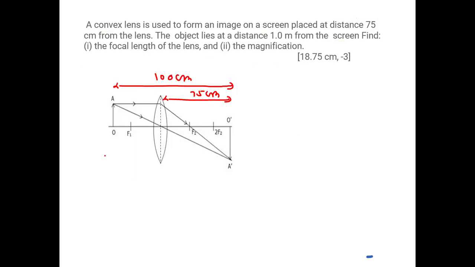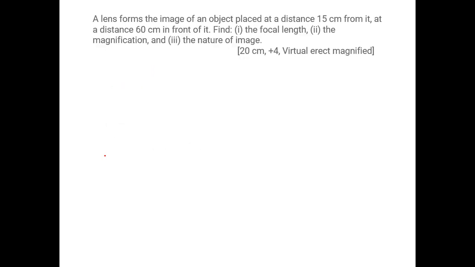Let's take up the next question. A lens forms the image of an object placed at a distance of 15 centimeter from it. So this is the object, so this will be u, and it will always be negative, so we know that u is minus 15 centimeter, and the image is formed at a distance 16 centimeter. So this is v is 16 centimeter, and the image is formed in front of the lens. Find the focal length, magnification, and the nature of the image.